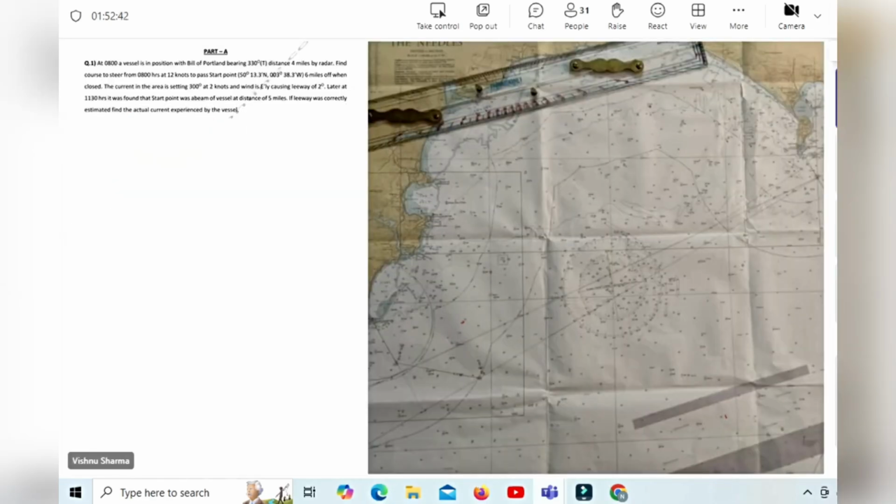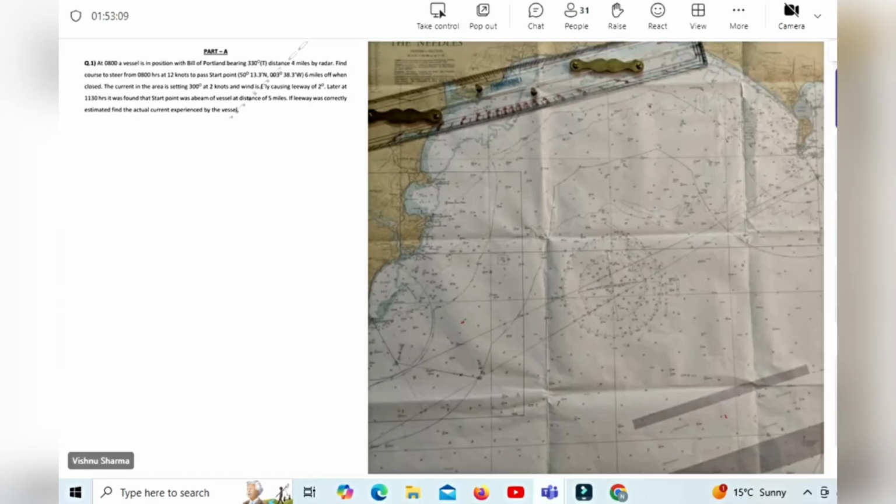So look at this question. Why they've asked me, I don't know. At 8 o'clock, a vessel is in position Bill of Portland, 330 degrees true, 4 miles off. That means you have the 8 o'clock fix. Find the course to steer from 8 o'clock at 12 knots to pass Start Point 6 miles off when closed. Now, this is where the problem was. This word closed was creating confusion.